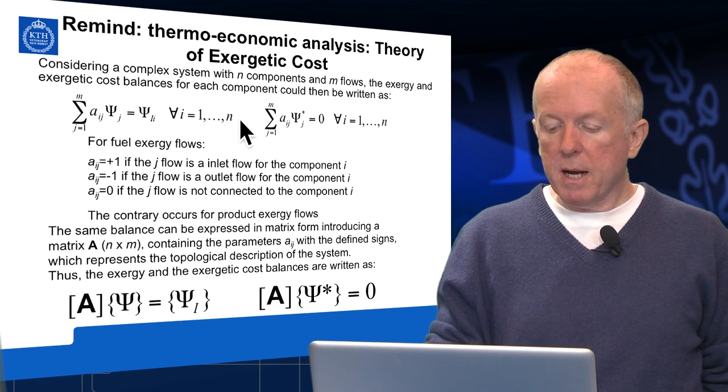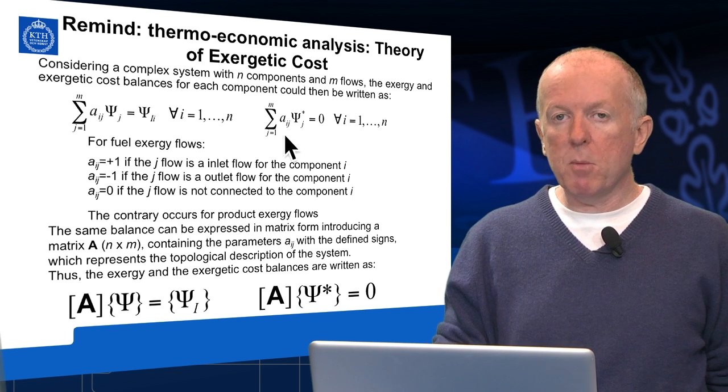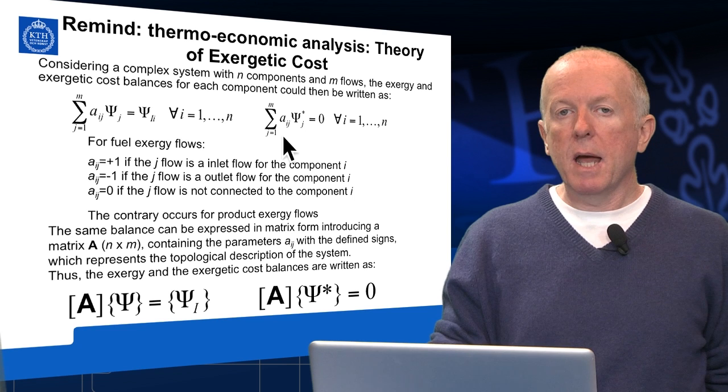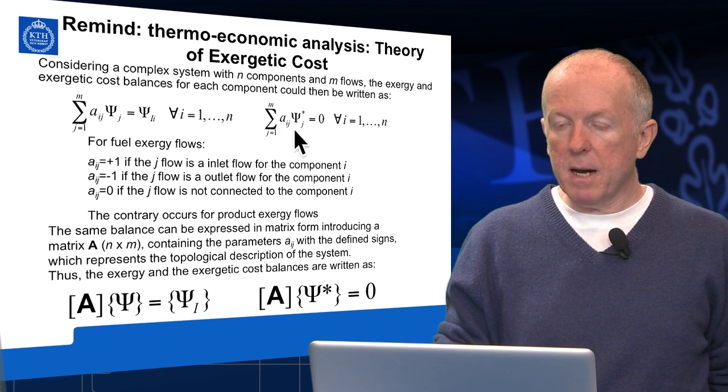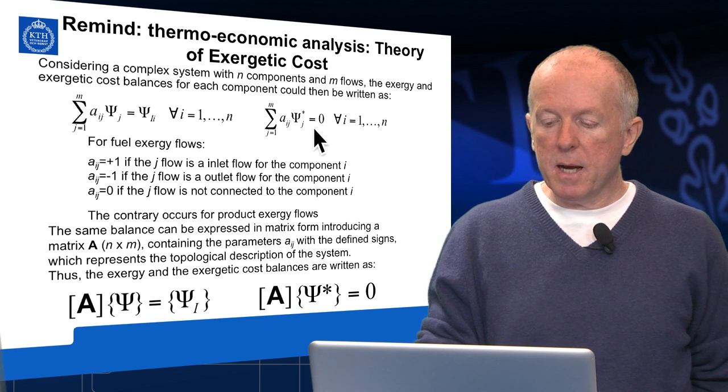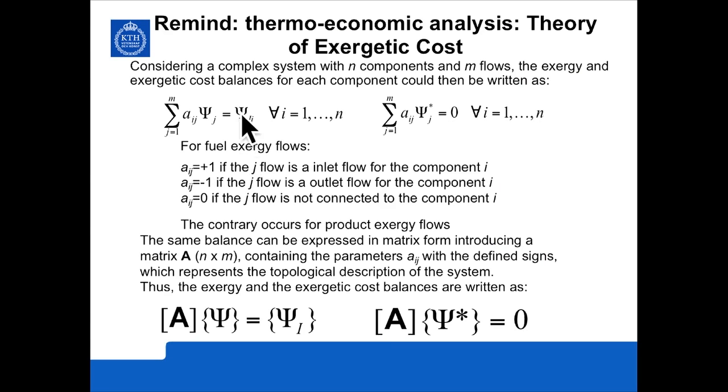As we have done, we can write the same in form of not exergy flow but exergetic cost. So we can write exactly the same balances, but remember that the exergetic cost of the irreversibility, so of the psi, is equal to 0. So the same balance in terms of exergetic cost can be written in the following way: sum over the m flows of Aij psi star j equal to 0. And this can be written for all the n components of the plant.